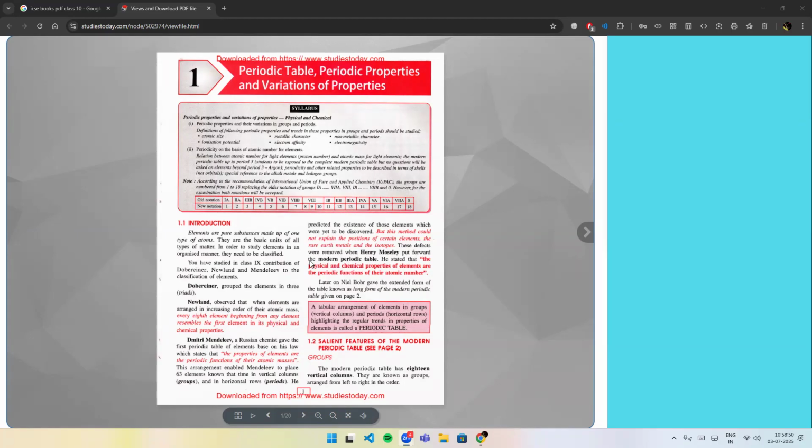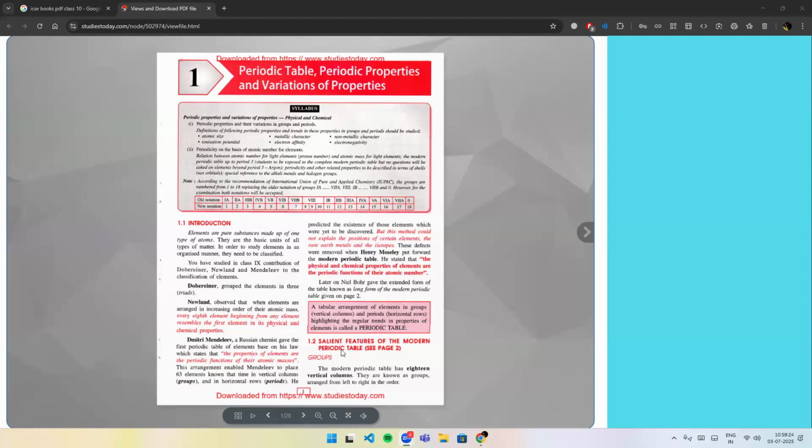In order to study elements in an organized manner, they need to be classified. You have studied in class 9th the contribution of Dobereiner, Newlands and Mendeleev to the classification of elements. Dobereiner grouped the elements in threes, or triads. Newlands observed that when elements are arranged in increasing order of their atomic mass, every eighth element, beginning from any element, resembles the first element in its physical and chemical properties.